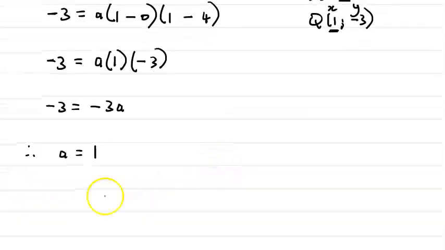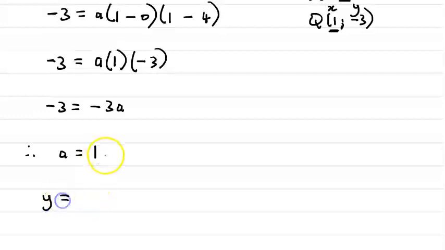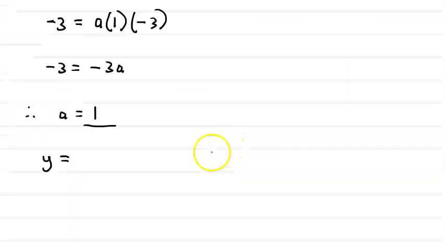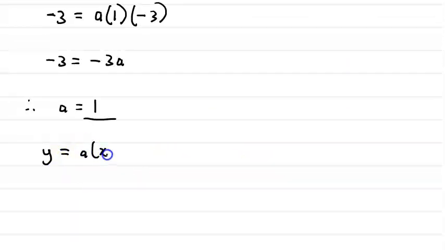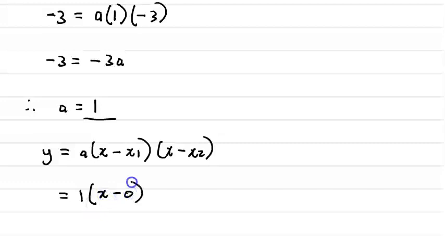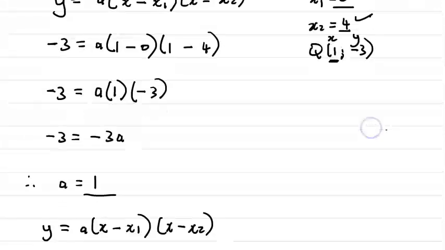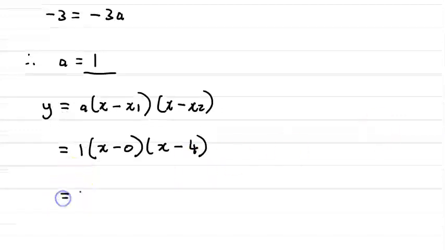Now, the next part of our solution would be as follows. We are going to substitute a and the roots into the formula y equals a into (x minus x1)(x minus x2), which would give us 1 into (x minus 0)(x minus 4). Remember, x1 is 0 and x2 is 4, which is equal to 1 into x. x minus 0 is x, and we're left with (x minus 4).